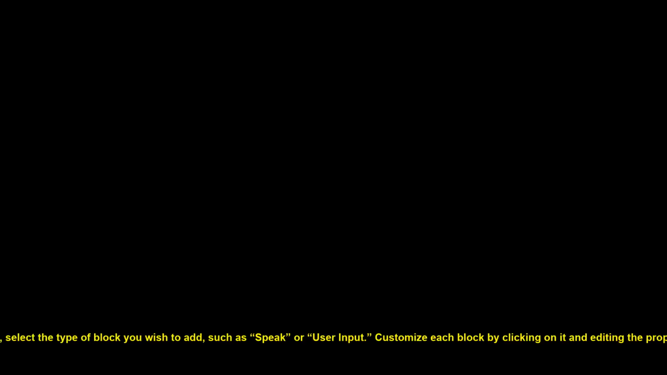Now that your project is open, you will see the canvas area where you can create your conversation flow. To add a new block, click on the plus icon in the canvas. From the options provided, select the type of block you wish to add, such as speak or user input. Customize each block by clicking on it.